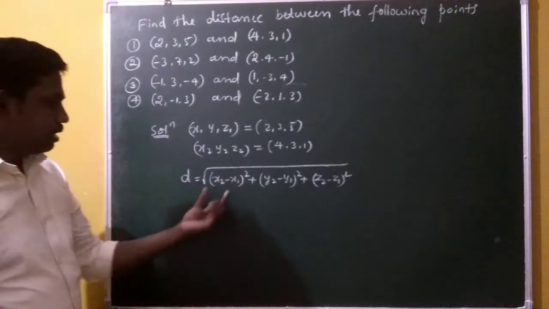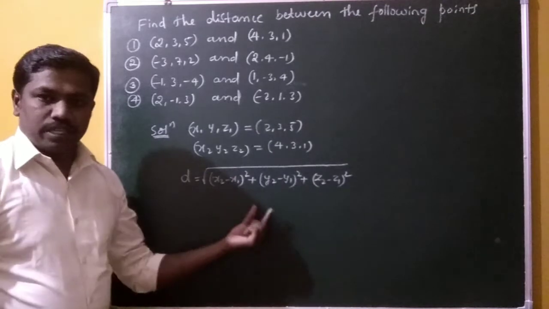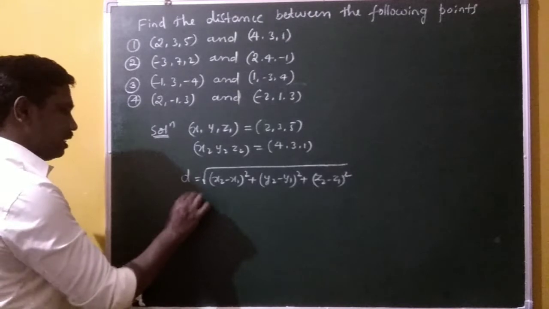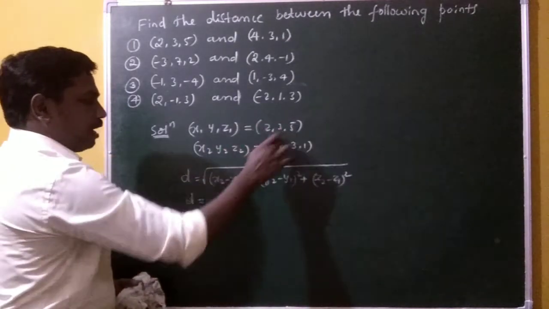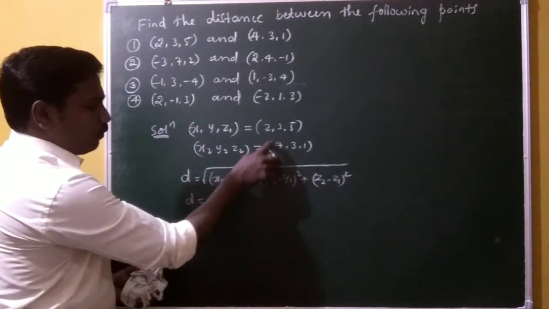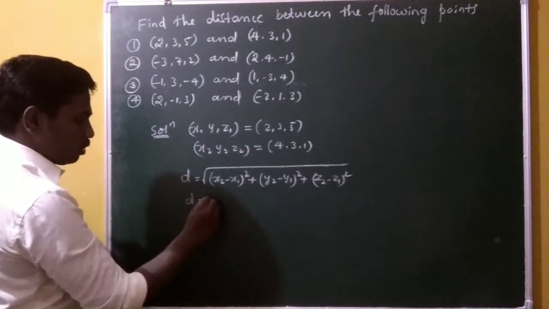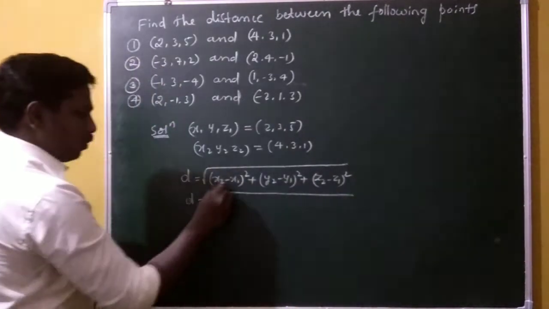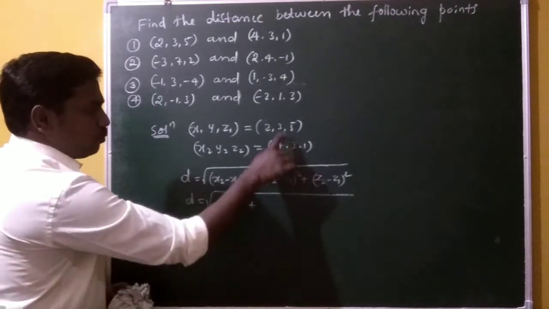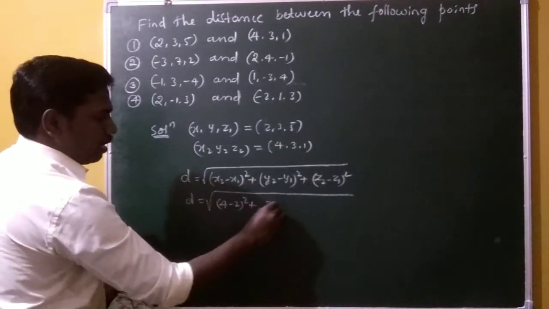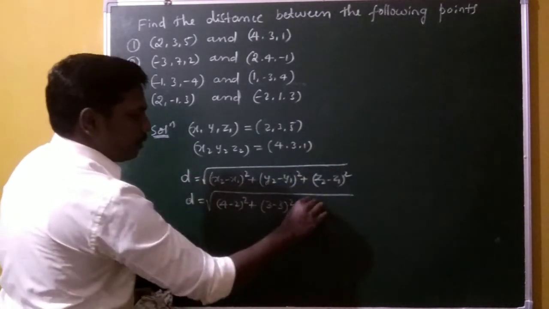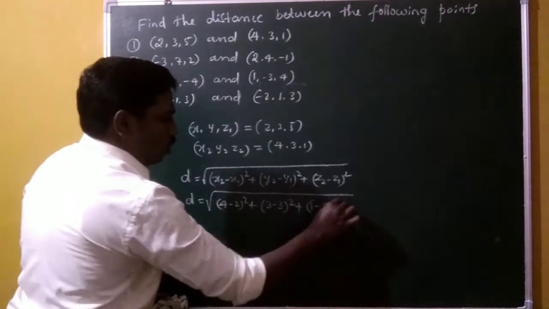Okay. So just substitute the values of x2 and x1, y2 and y1, z2 and z1. We are going to get the distance between (2, 3, 5) and (4, 3, 1). So this is x2 minus x1, 4 minus 2, whole square. Next y2 minus y1, 3 minus 3, whole square. Next z2 minus z1 means 1 minus 5, whole square.